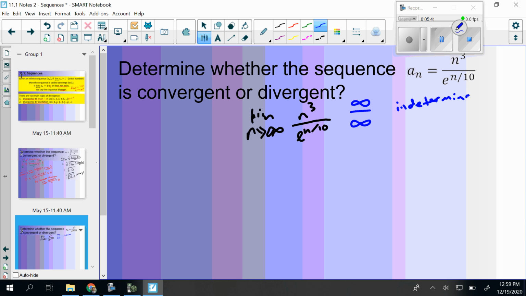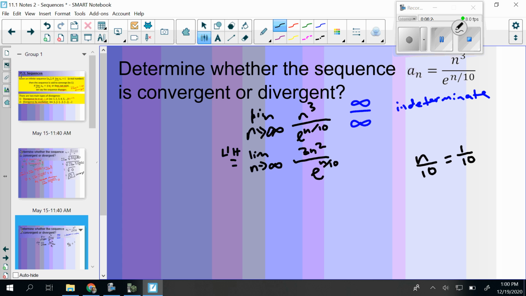It looks like this one is one of those indeterminate ones here. And so what do you use on limits that are indeterminate? Yeah, L'Hopital's. So this is a L'Hopital's one. So let's see what we get here. If we do derivative of the top, that's going to be 3n squared. On the bottom here, what's the derivative of that one? We're going to have to use chain rule to do that derivative. So the derivative of the outside part would be the same, e to the n over 10. Derivative of the inside part, though, n over 10, you can kind of think of as 1/10 n.